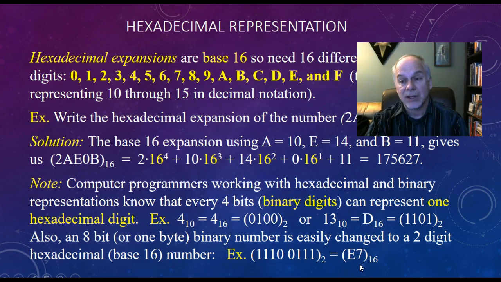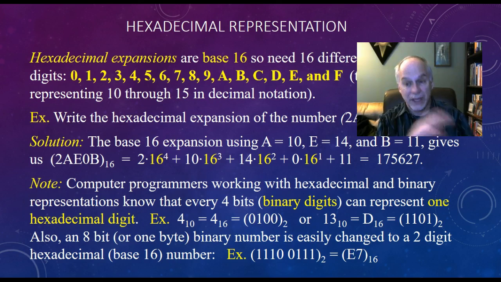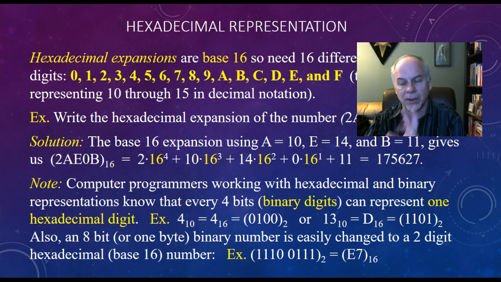All right. So you don't have to change the binary number into a decimal, base 10 number first, and then try to go from the decimal number to the hexadecimal number. You can go directly from either a binary number to a hexadecimal number, or vice versa, using this 4 bits changes to one hexadecimal digit conversion.